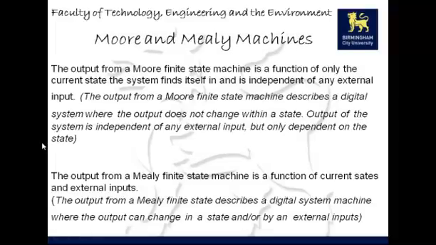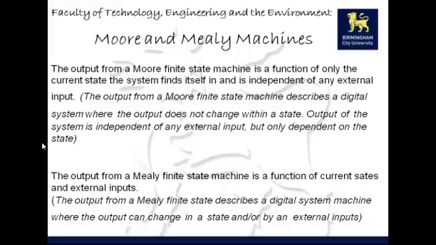Just to recap on the definition and differentiation between Moore and Mealy state machines. These represent Moore and Mealy digital systems. The definition of a Moore system is that the output of the Moore finite state machine is a function of only the current state the system finds itself in and is independent of any external input. In English, all it means is that in any state an output cannot change. Whatever the output is in a state, it remains that throughout that state.